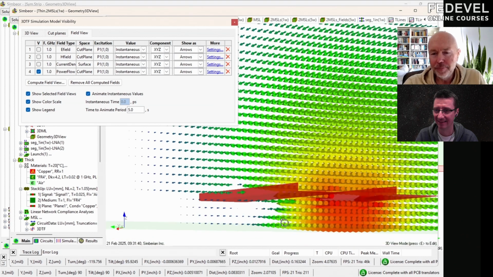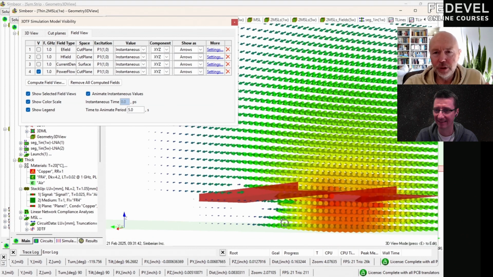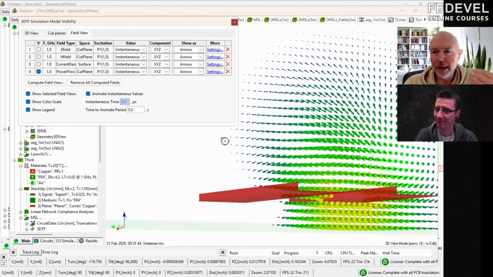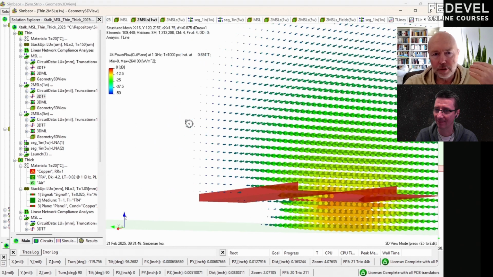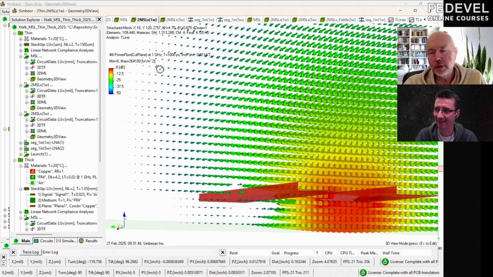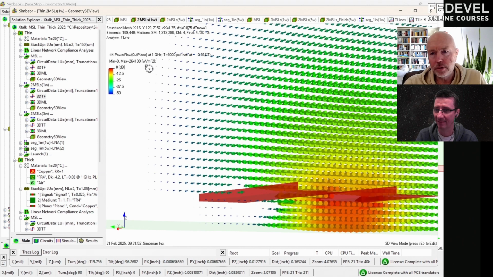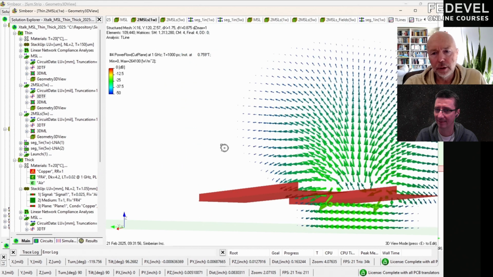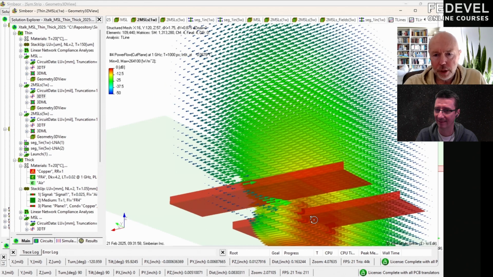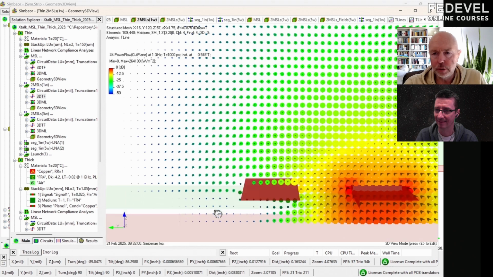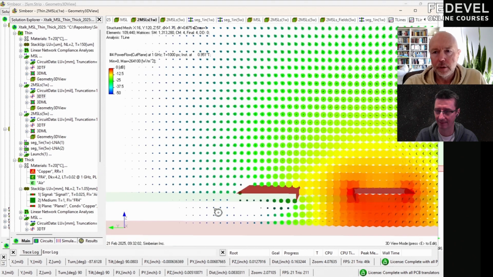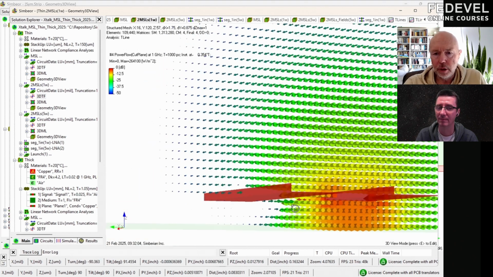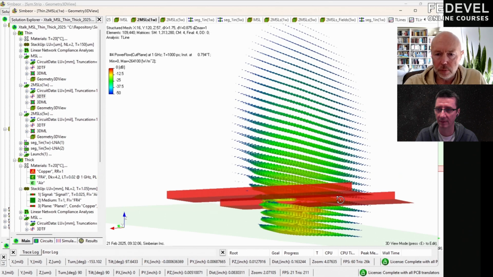Power flow density here is energy per second per square meter. Watt, in this case, is joule per second, and that's essentially where the energy of your signal is. It's not in the tracks, it's in the space, and we can clearly see where it is.